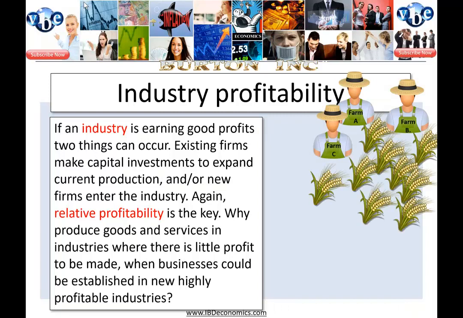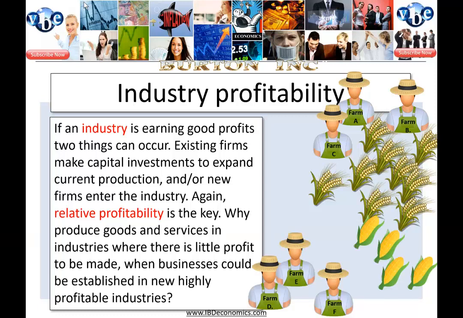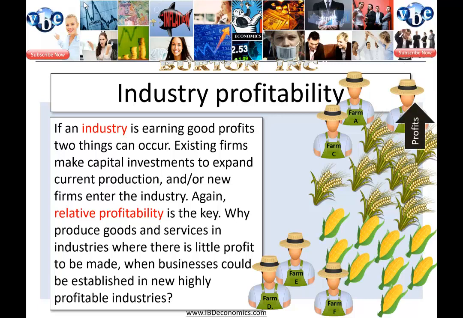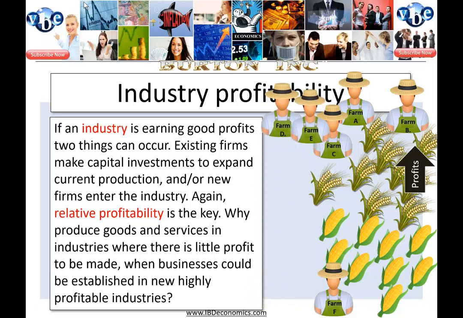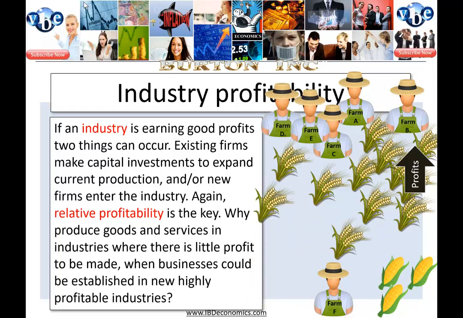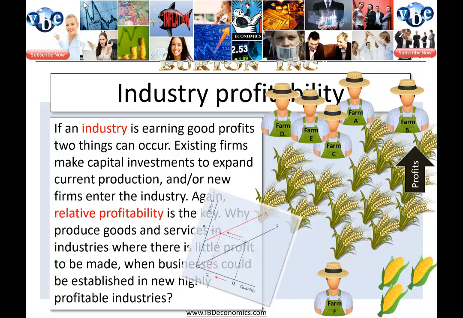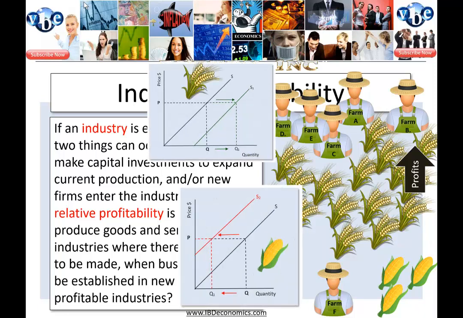So we have farmers supplying wheat, and we have farmers supplying corn. If wheat becomes relatively more profitable, more farmers are going to change their production into wheat. The supply of wheat will increase and the supply of corn will decrease. So wheat becomes relatively more profitable. As the supply increases, corn becomes relatively less profitable. The supply will decrease.